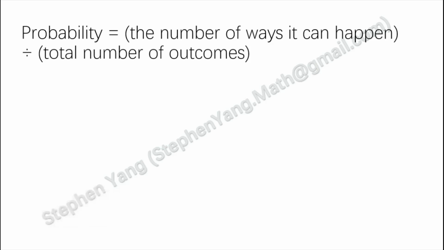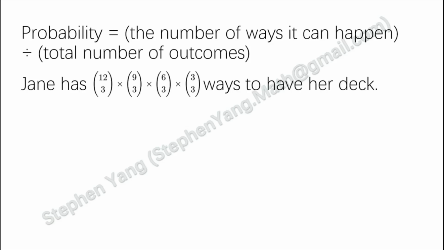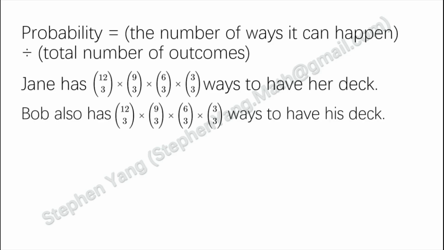So we know that probability equals the number of ways it can happen divided by the total number of outcomes. Next, we'll be finding these two values. First, we'll be finding out what the total number of outcomes is. So Jane has 12 choose 3 times 9 choose 3 times 6 choose 3 times 3 choose 3 ways to have her deck. And Bob also has this many ways to have his deck.